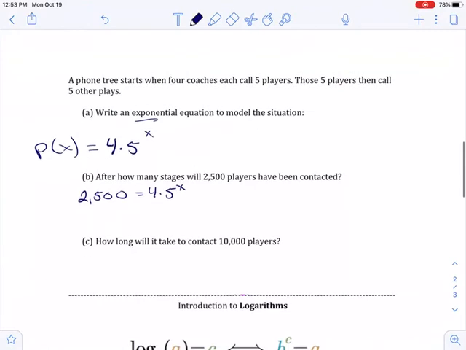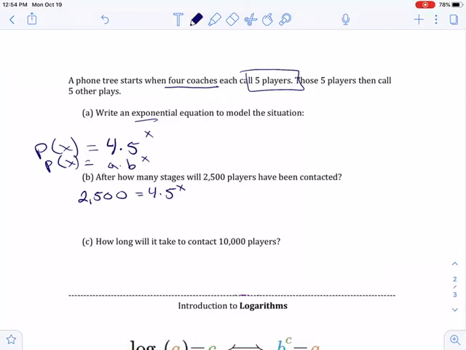So here's an example of an exponential situation. We have our phone tree again, starting at 4 coaches, calling 5 players each. So here is our a times b to the x equation, or 4 times 5 raised to the x power. And I just chose that, I think, as players, and x is just our typical steps or iteration variable that I chose here.